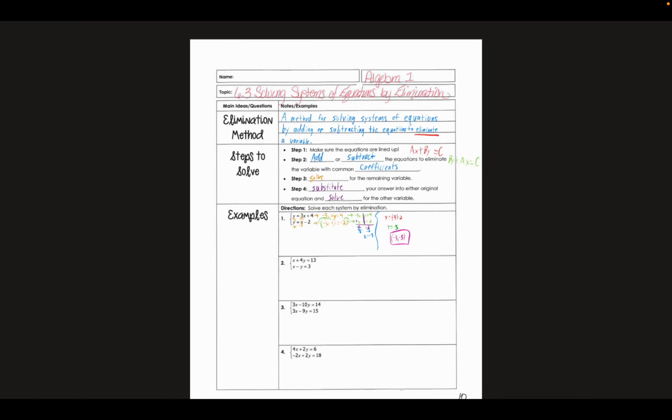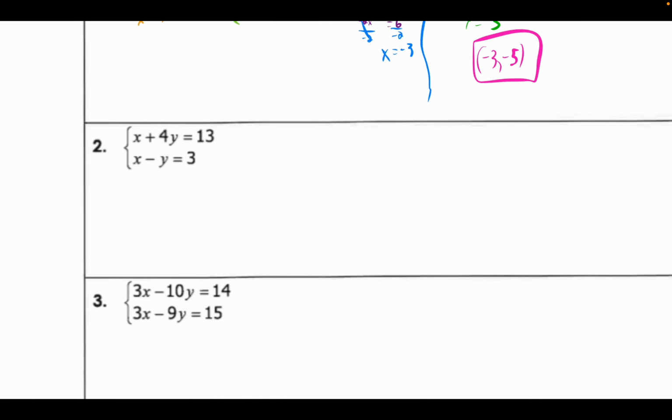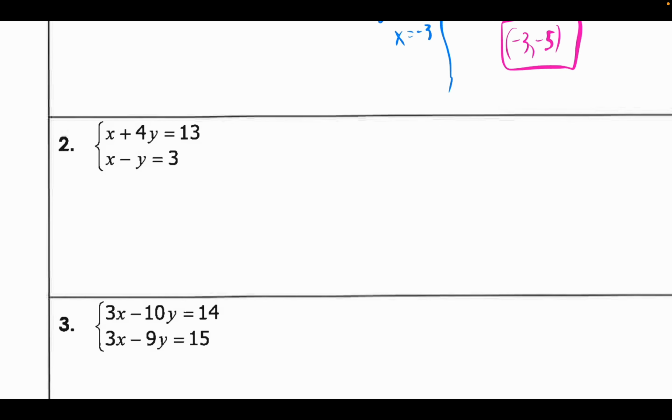Moving on to example 2 here. Here we see that everything is again lined up. We have x's, y's, equals, and our numbers. You notice though, if we were to add that, we would end up getting 2x and 3y, so neither one eliminates, so we need to multiply at least one equation in order to make that the case.